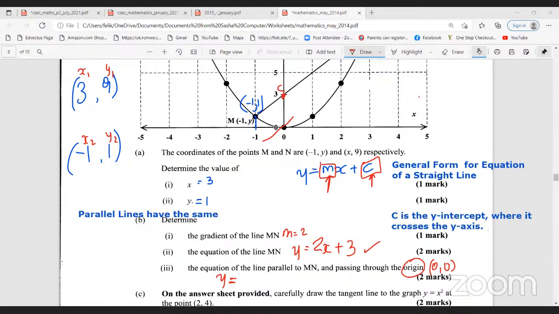Let me see if a person, I don't even know if it's a child, would know this. Parallel lines have the same gradient. Yes, I tell you that this person would know. See?